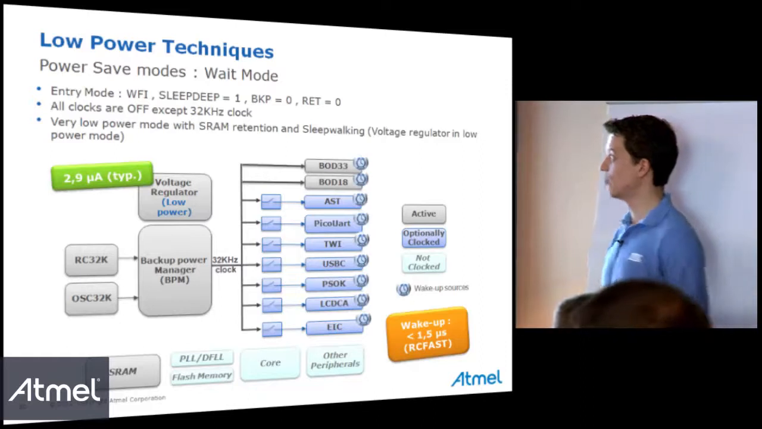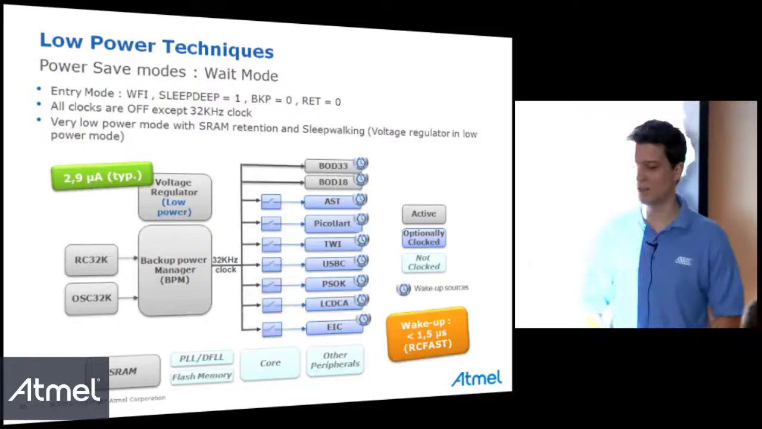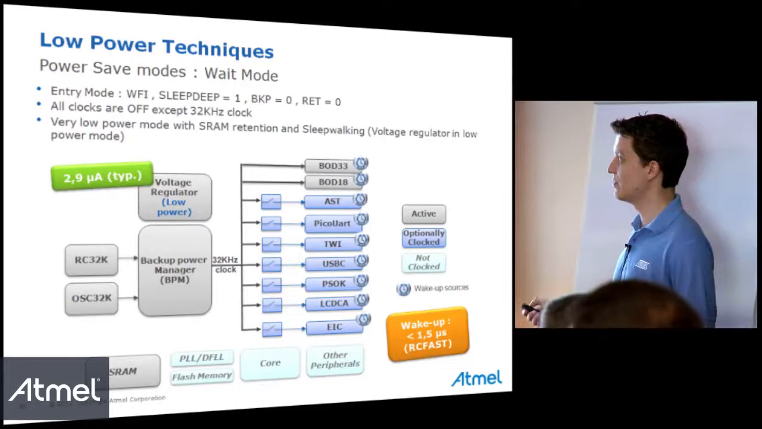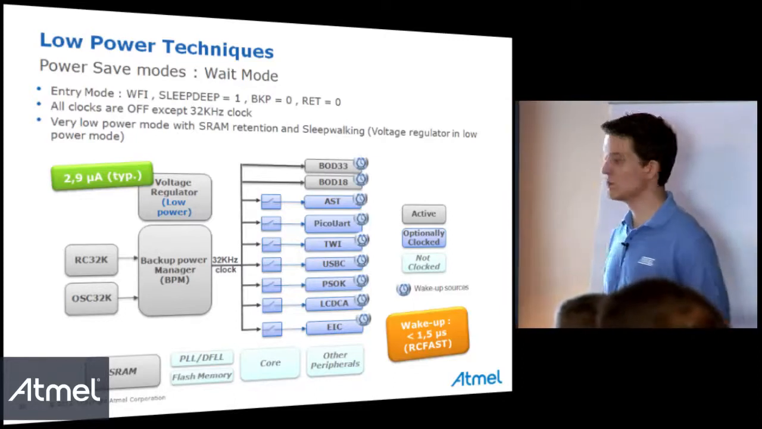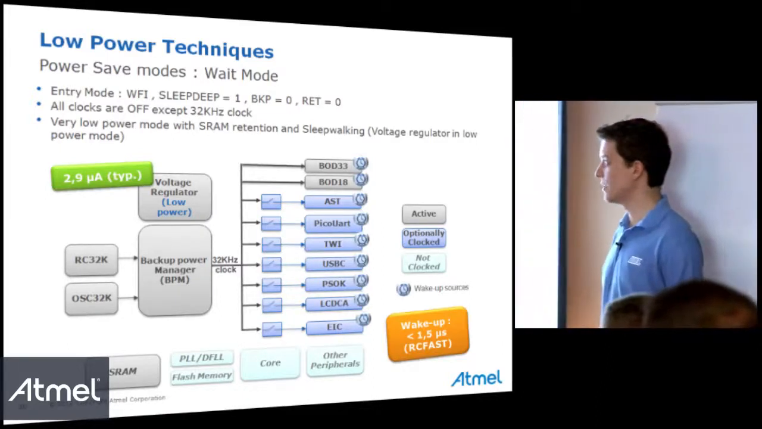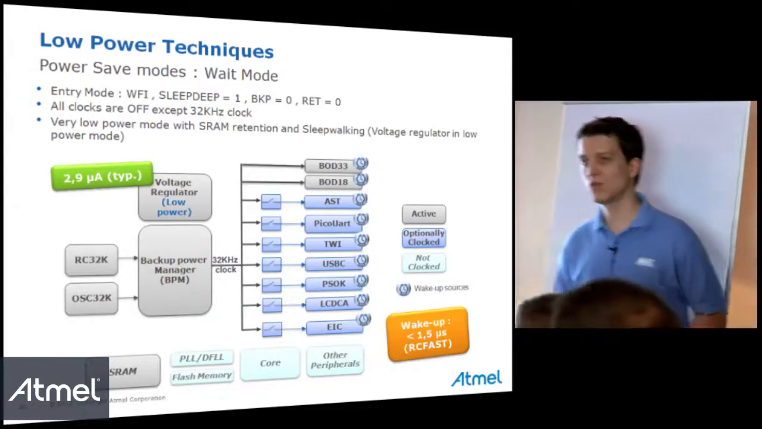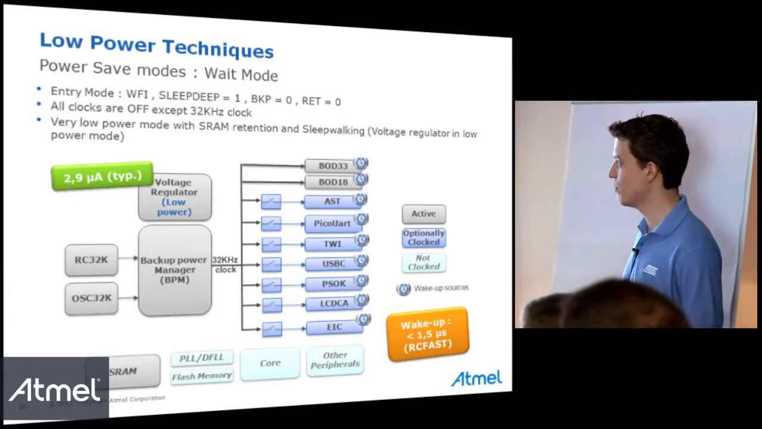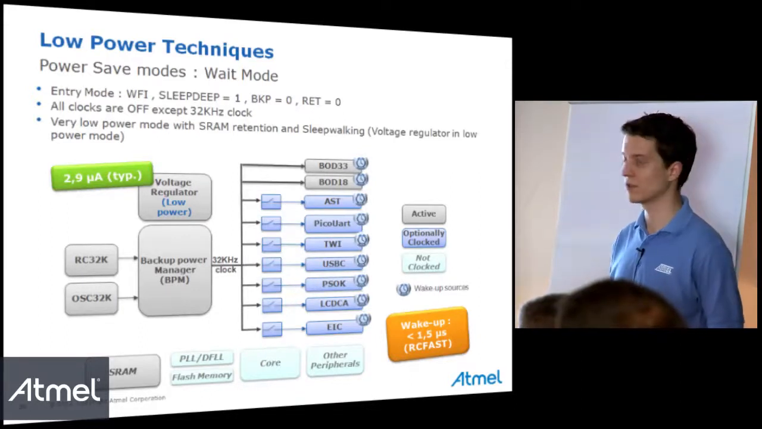The second mode is the wait mode. Its entry is done by just setting the sleep deep bit to 1 and keeping all the other bits to 0. Again, you can access it using the wait for interrupt instruction. In this mode, all clocks are off except the 32 kHz clock. It's a very low power mode with SRAM retention and sleepwalking. We will see after what the sleepwalking is. The voltage regulator is in low power, and we have a power consumption of 2.9 microamp in typical.